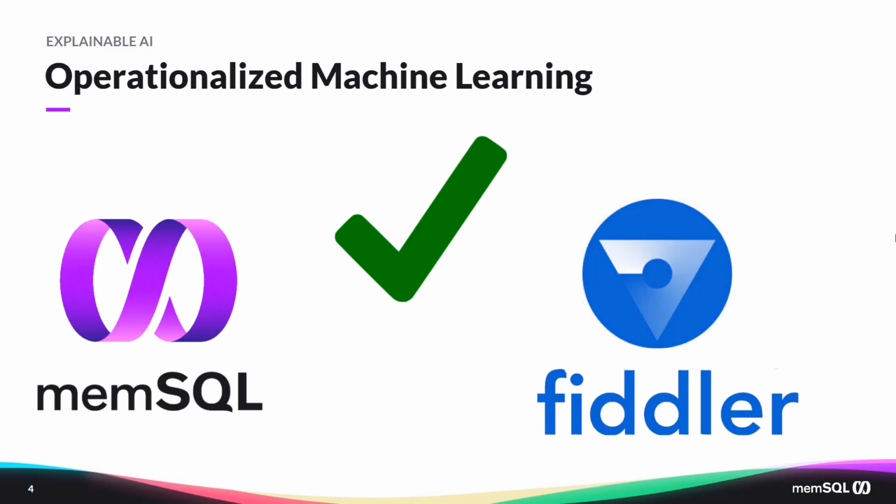MemSQL offers lightning-fast ingest of critical business data. No longer do you need to wait for batch updates to start visualizing and taking action on critical data. Fiddler offers Explainable AI, an engine that can determine which factors led to the model's decision.